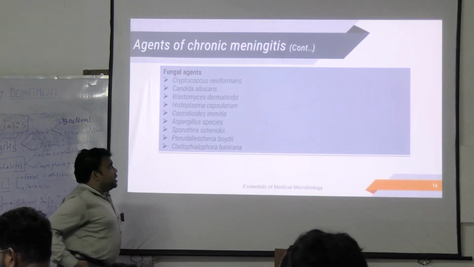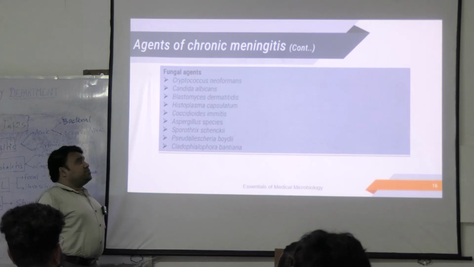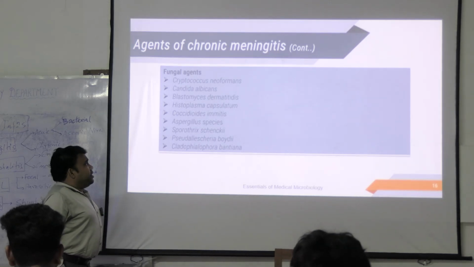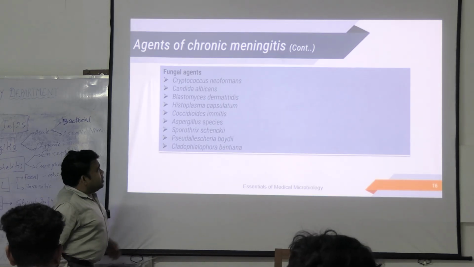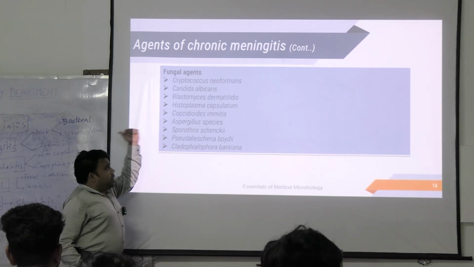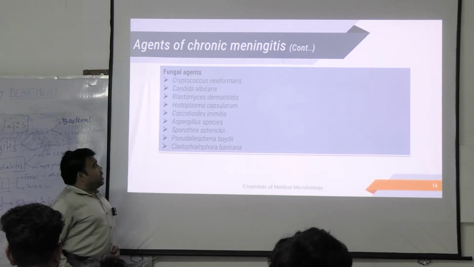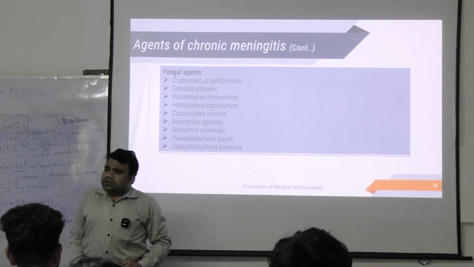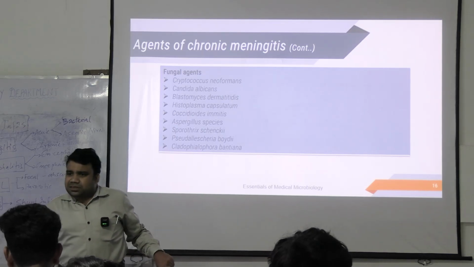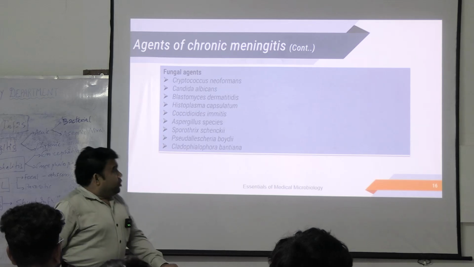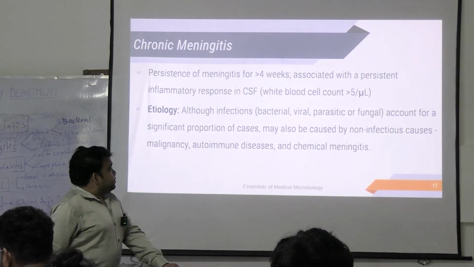Among the fungal agents, I think I have already told you, Cryptococcus is very commonly seen, other than Candida, and in India we can find Histoplasma and to a lesser extent Aspergillus. Other fungi like Coccidioidomycosis or Paracoccidioidomycosis infections are generally not seen. If you can remember the first two, then that is fine. Okay.